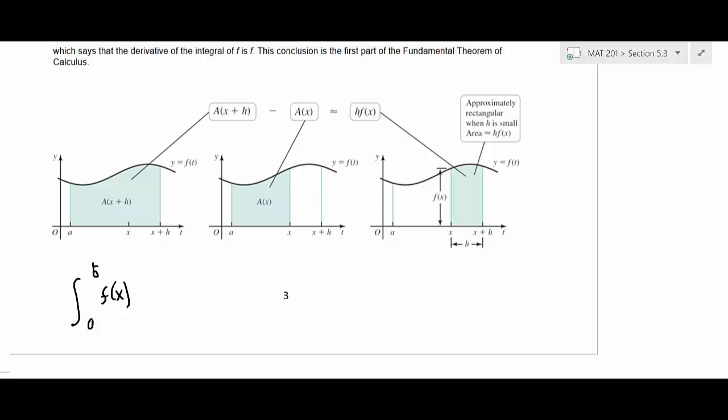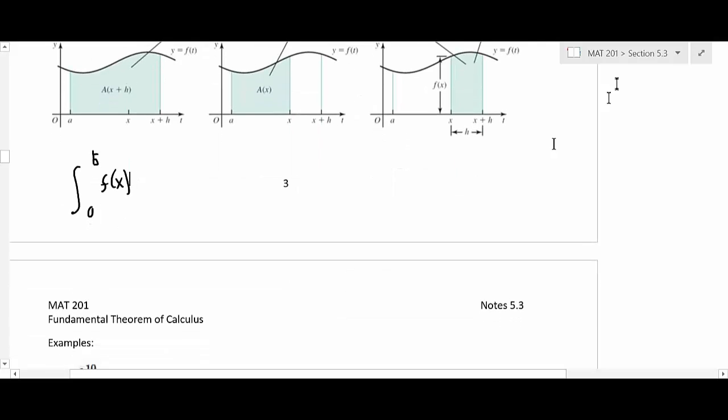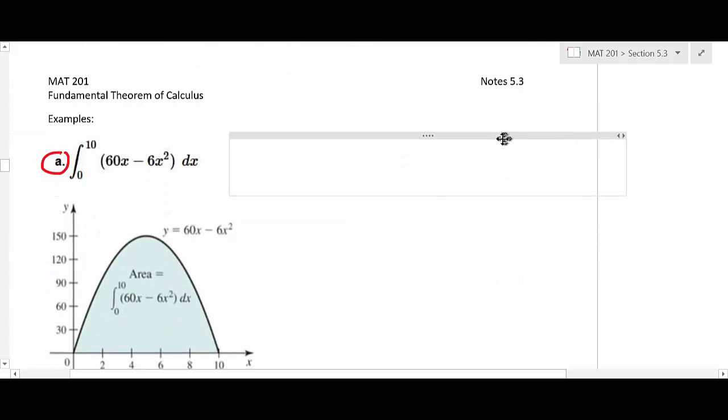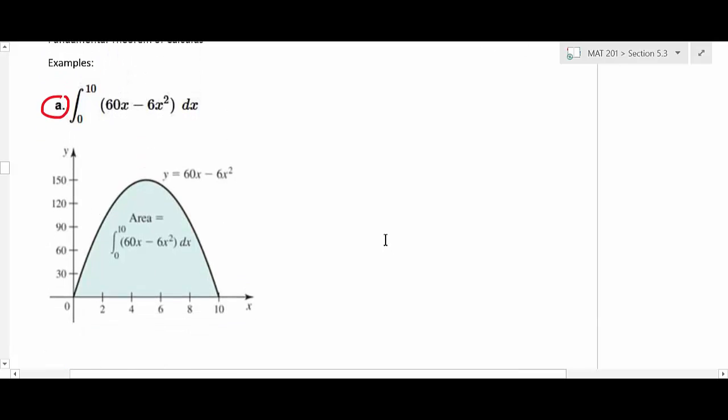At this level of class, that's the best way to explain why you do f of b minus f of a. Because you're doing an area function, you have to do it in that order: the big area minus the little area. Okay, now let's look at doing some of these problems.